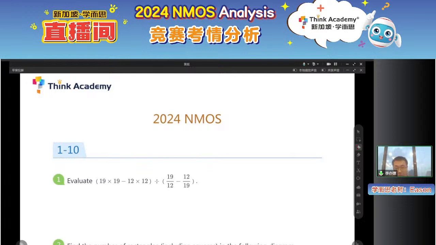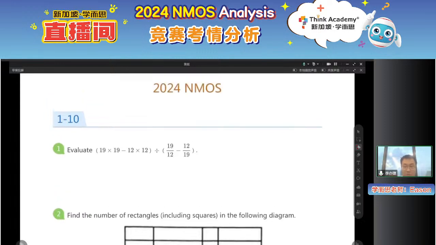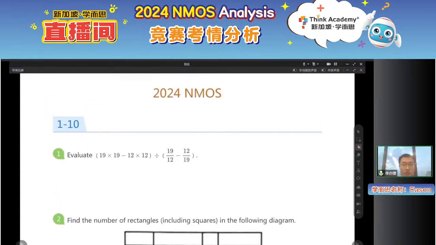Okay, the time is here. Maybe we just start. Now I will try to run through all the questions, but if a question is so easy, I may just write the working and give you the answer, okay? And I will mark whether the question is easy, normal, hard, or maybe terrible. But I don't expect the NMOS paper to have a terrible level question, right?